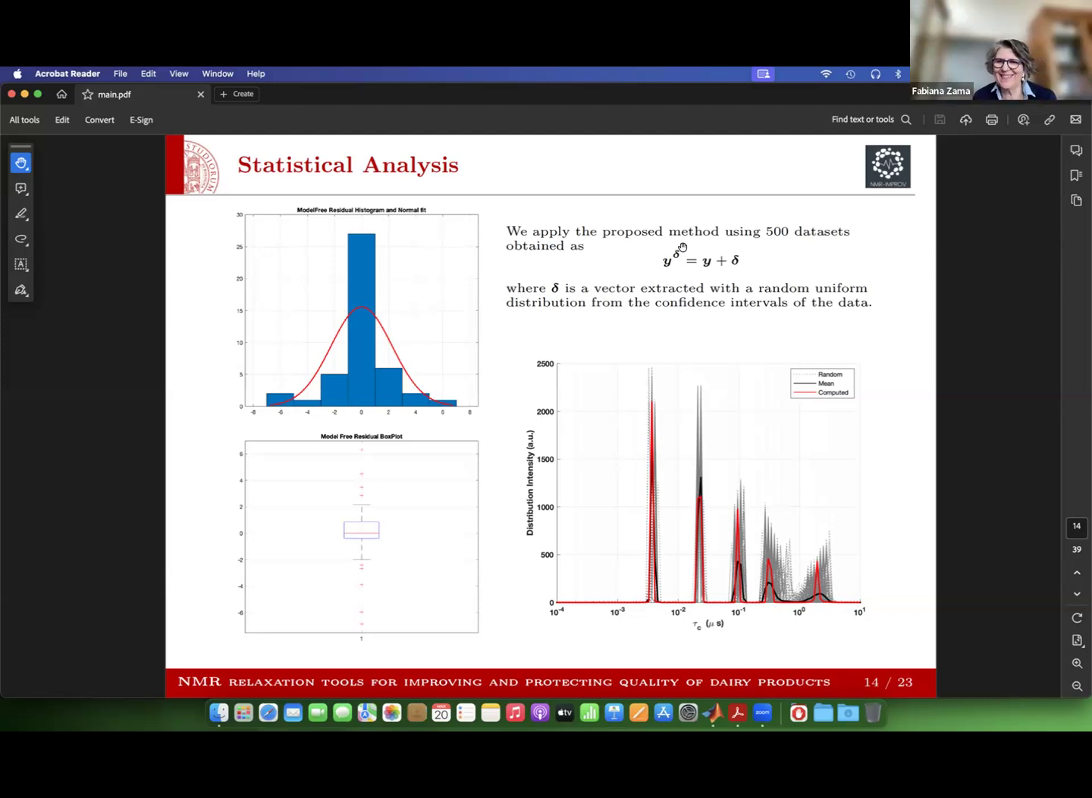Yes, it's great that we have this kind of approach. It's very unusual, and I think it can be very important for this kind of applications, because it can give a kind of characteristic fingerprint of the distribution of correlation times, characteristic for specific food products.